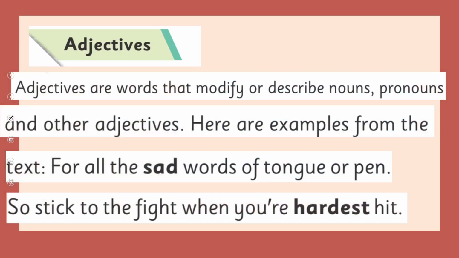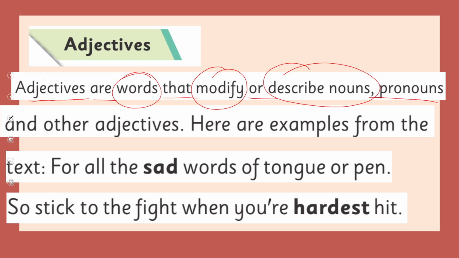So, let's try to read the definition of adjectives. Adjective, we know it's a part of speech, and adjectives are words that modify or describe nouns, pronouns, and other adjectives. So, adjectives are words that, number one, modify, add to, and describe nouns, pronouns, and other adjectives.